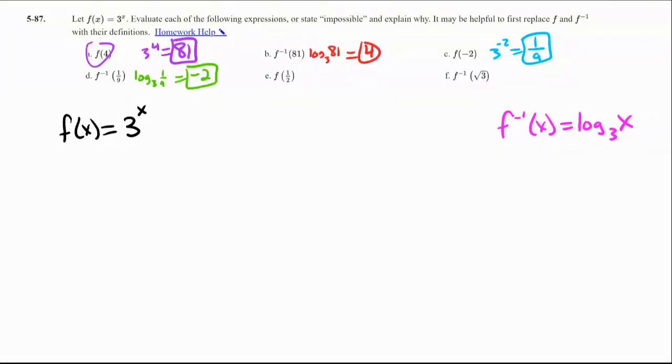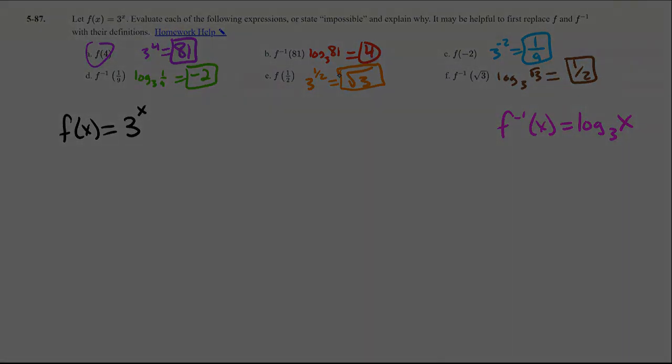Here, if we plug in 1/2, we get 3 to the power of 1/2, which is just the square root of 3, which we could plug into a calculator and get a decimal, but I'm going to leave it as the square root of 3. And last one, inverse of f, if we plugged in log base 3 of the square root of 3, 3 to the power of what is the square root of 3, and that is 1/2. So we're kind of seeing, again, what we should see for inverses when we're dealing with these types of problems.